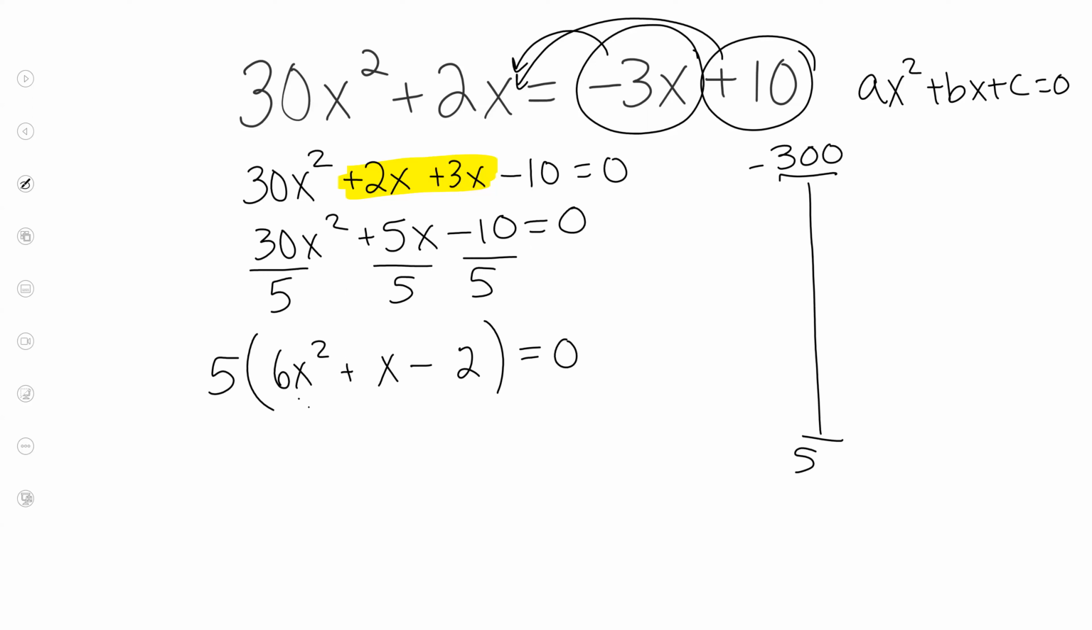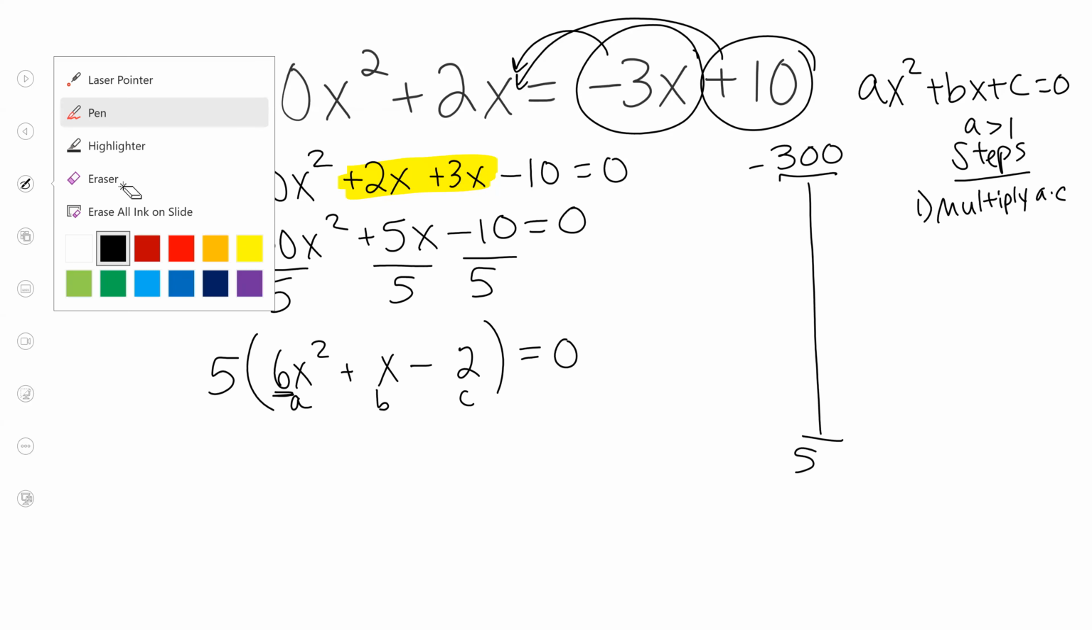Now, this is my new A, B, and C value. So I'm going to write the steps over here again. So remember, these are the steps you need to follow when A is bigger than 1. In this case, A is 6. So first, you need to multiply A times C. So let's go ahead and do that.